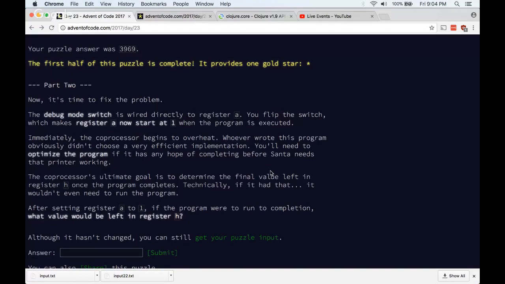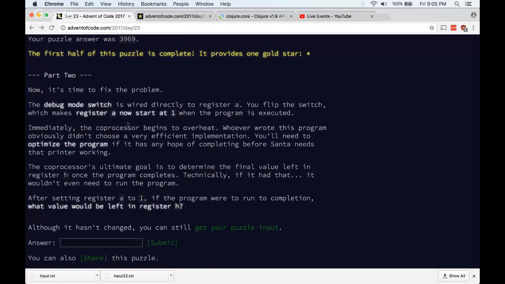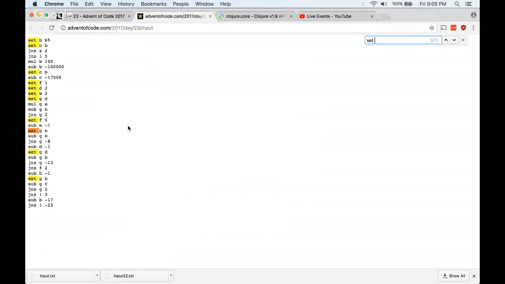Whoever wrote the program didn't choose an efficient implementation. The task is to determine the final value left in the register H once the program completes. If it had that, it wouldn't even need to run the program. If the program were to run to completion, what value would be left in register H?